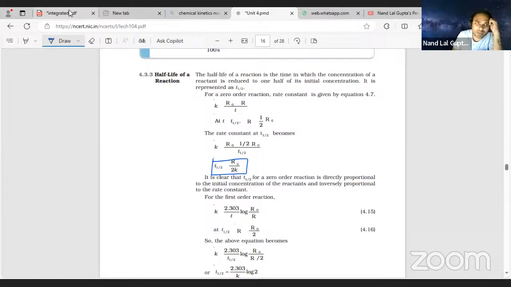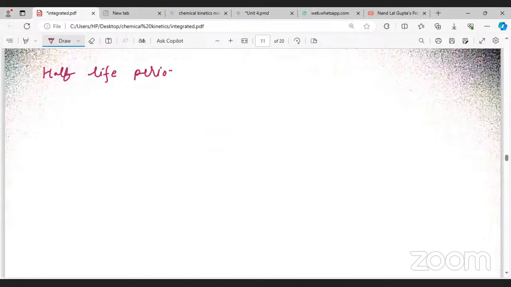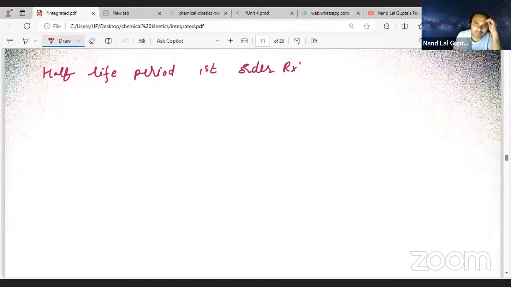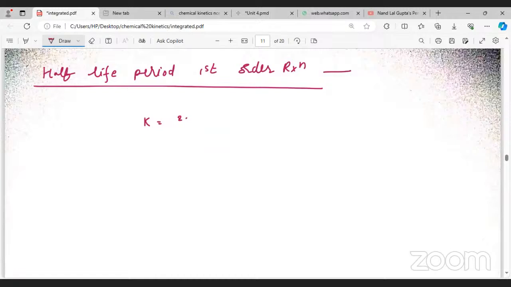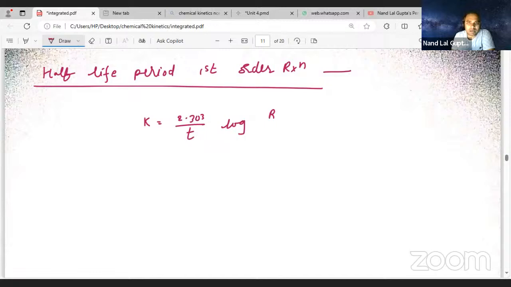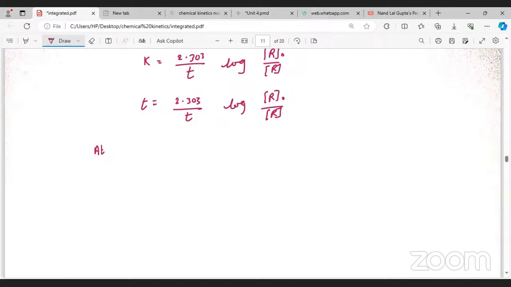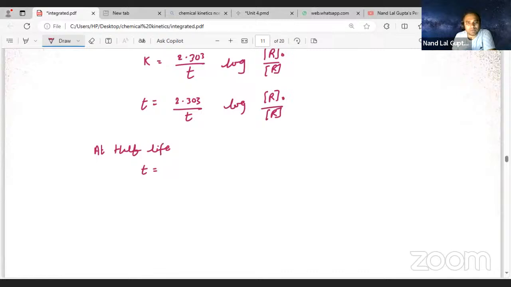Now, half life period of first order reaction. For a first order reaction, what is the equation? K is equal to 2.303 upon T log R naught by R. This was the equation that you already derived. Now at half life, T becomes T 1 by 2, and R is equal to R naught by 2. This is equation number 1.